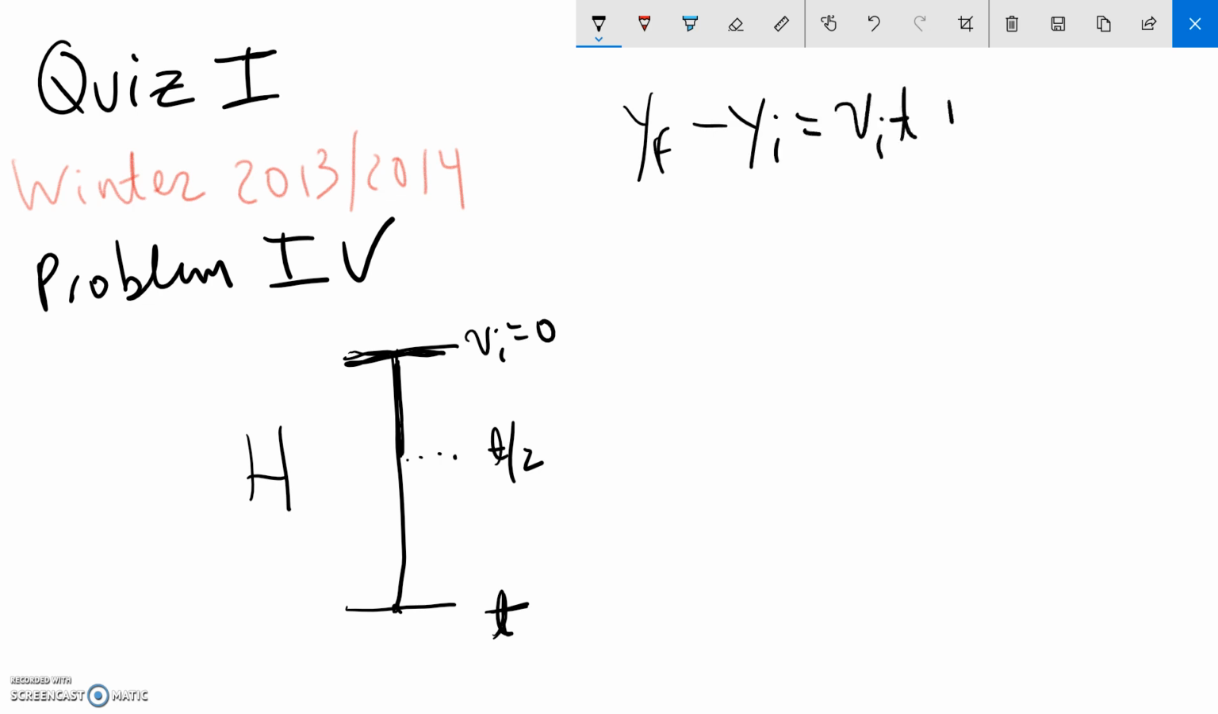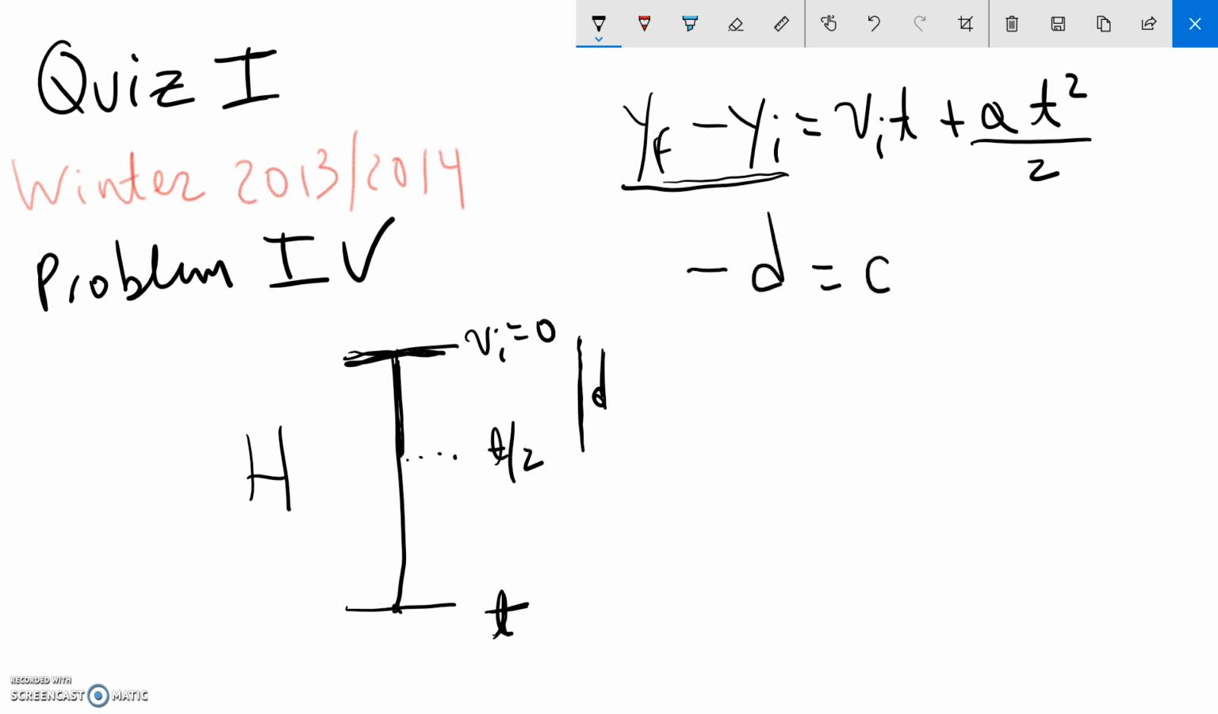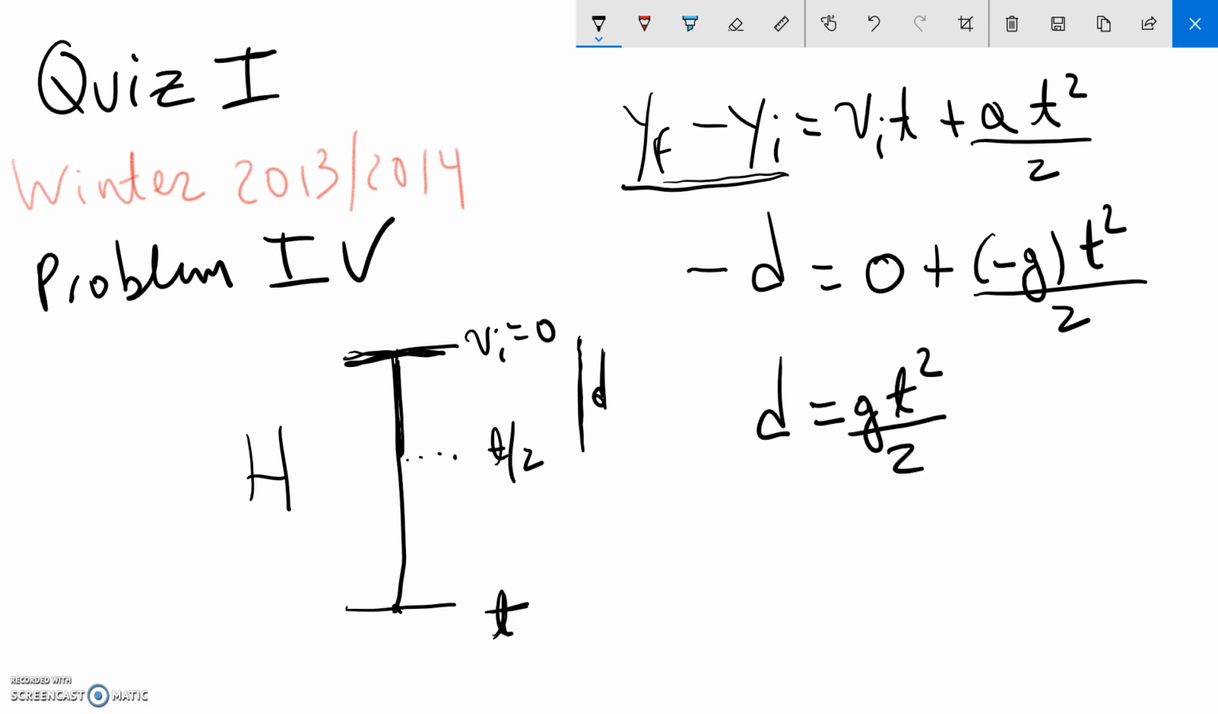Okay, so to do this problem, we first recognize the kinematics problem, and that I can use the following kinematics equation. YF minus YI is the displacement. So to make things easier, I'm just going to call the displacement here D, or just the distance that it drops down. So I get negative D since it went down is equal to 0 because I started with a velocity of 0, plus negative g t squared over 2, to get the equation that D is equal to g t squared over 2.